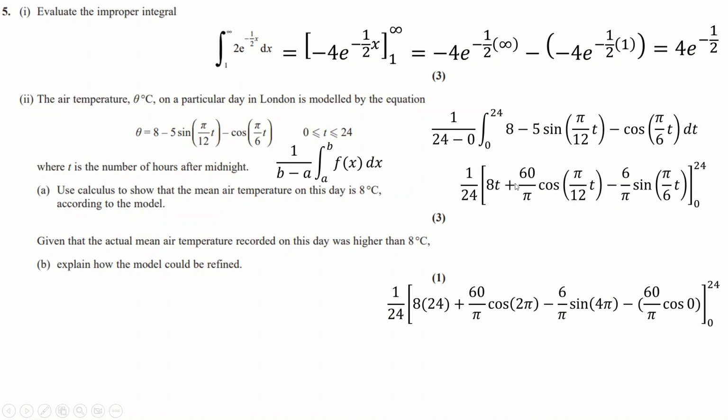When you substitute in 0, this goes away. This doesn't, which is why it's there. That just becomes a 1. And this goes away, so that's quite nice.